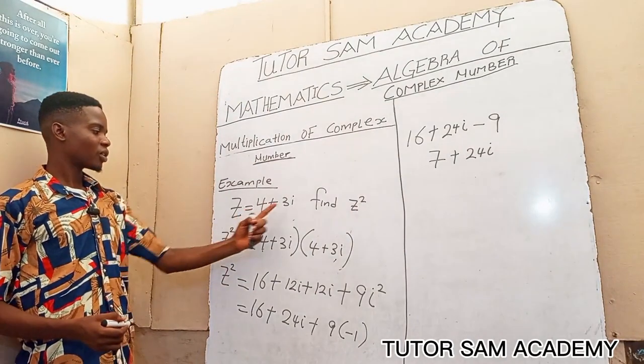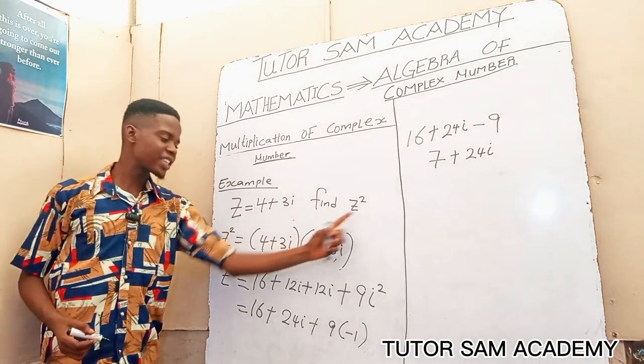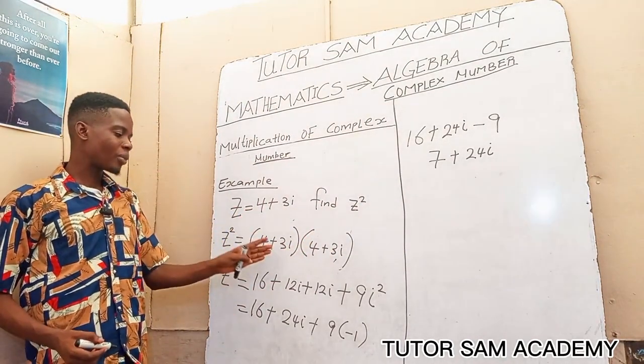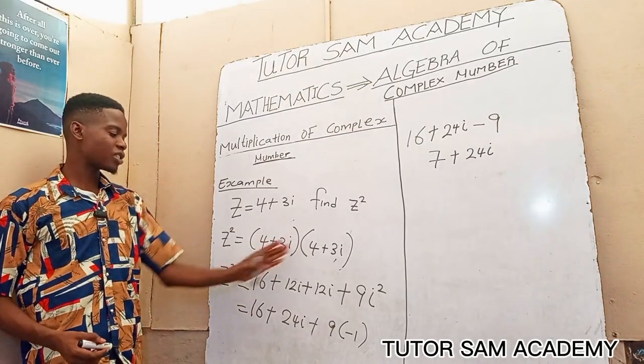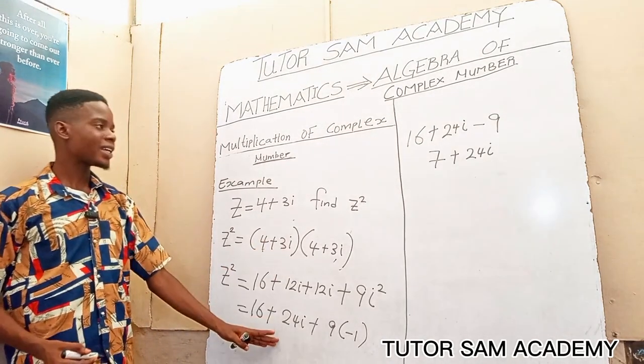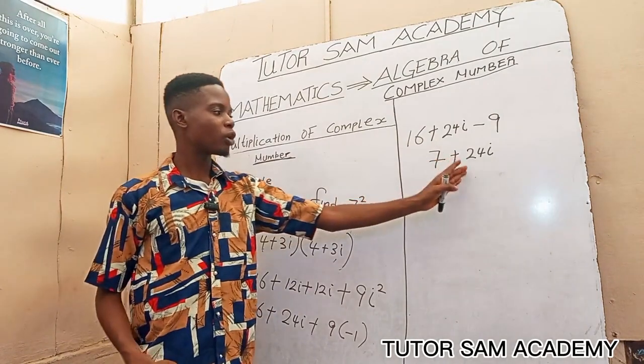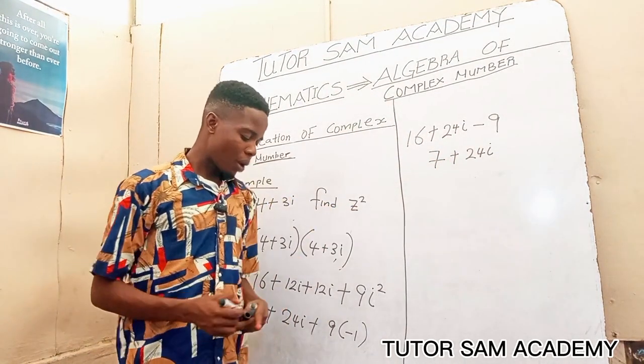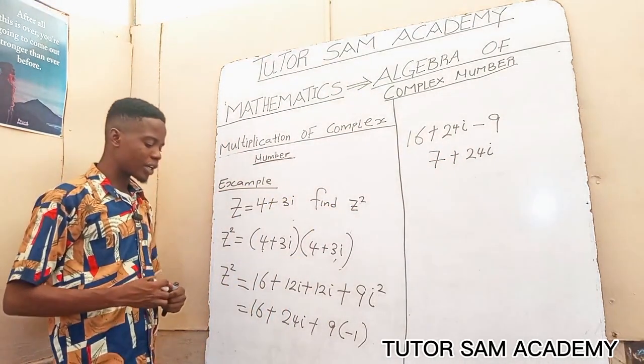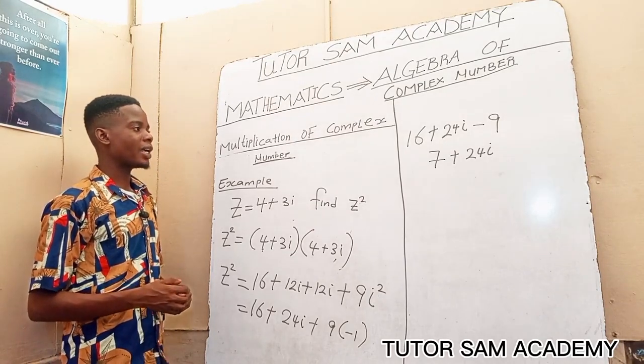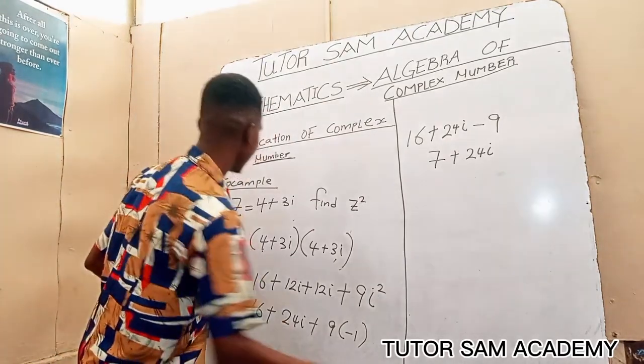So this is z. They say z is 4 plus 3i. Find z square. Z square means you are multiplying z by itself, that is, writing it twice. So by expansion, I arrived at 7 plus 24i. I'm going to take one more example before I round up multiplication of complex numbers.